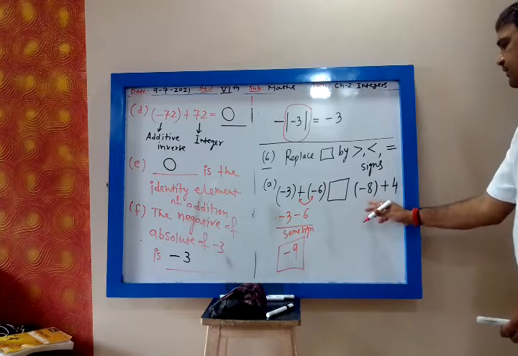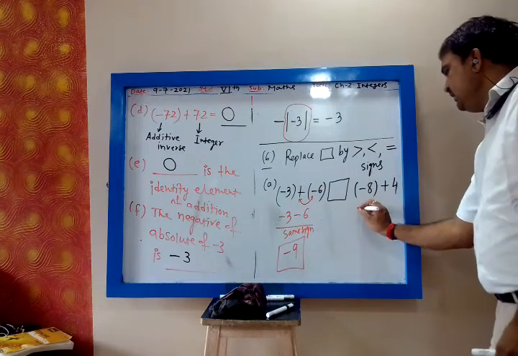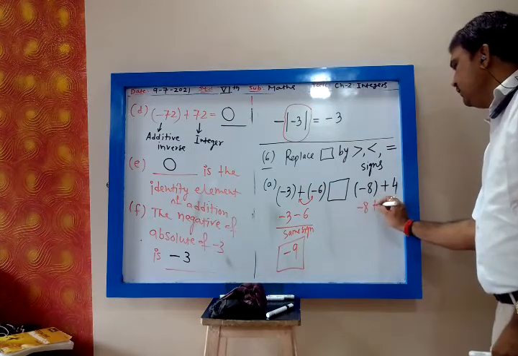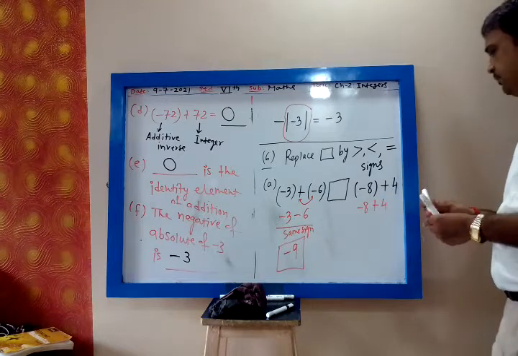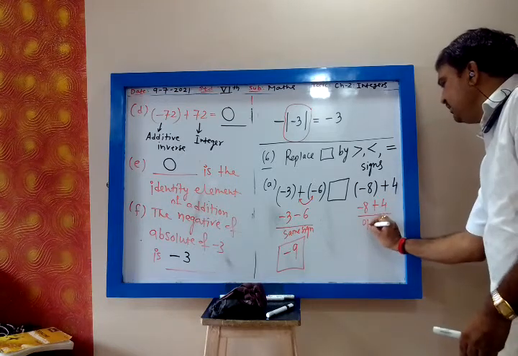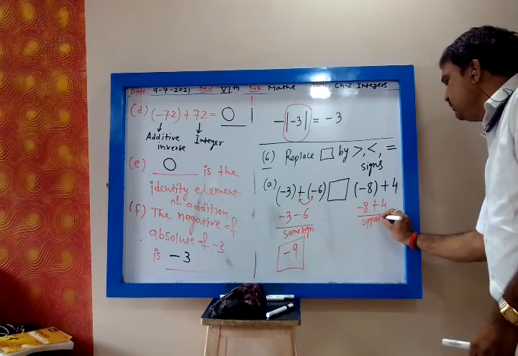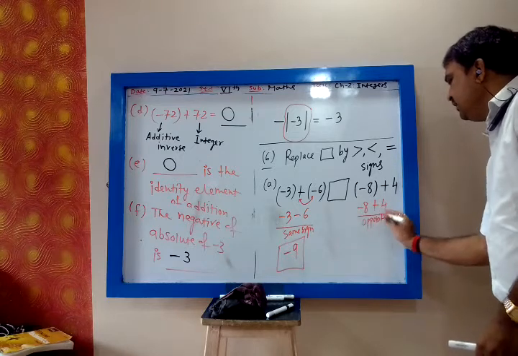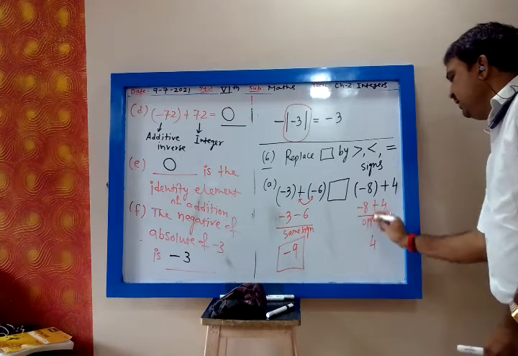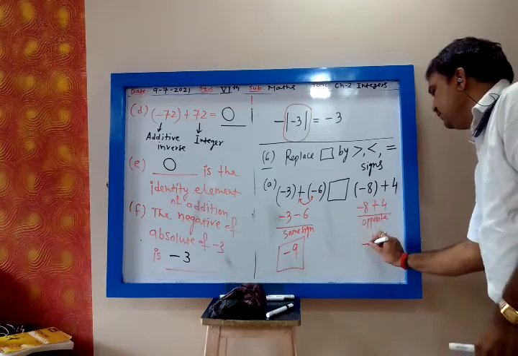Let us see the value of this side. This is minus 8 and this is plus 4. Same sign or opposite sign? Opposite sign, you have to subtract. So 8 minus 4 is 4. Then which number is bigger? 8. Minus 4 is the answer.